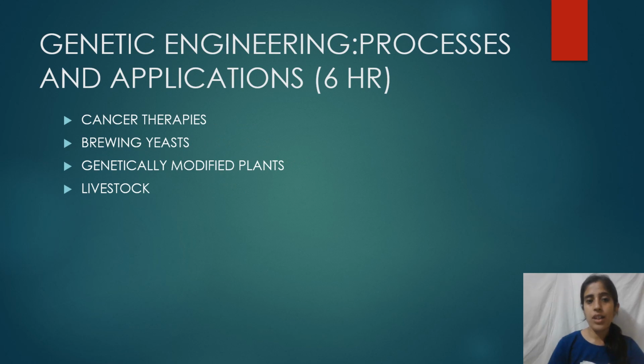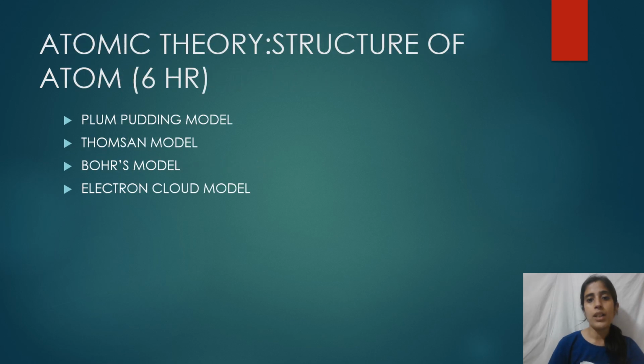Next is genetic engineering, processes and applications, that are cancer therapies, brewing yeast, genetically modified plants, livestock. Next is atomic theory, structure of atom: plum pudding model, Thomson model, Bohr's model, electron cloud model.